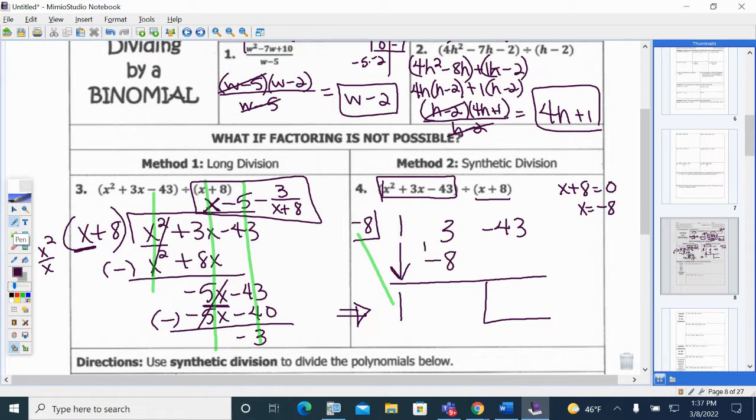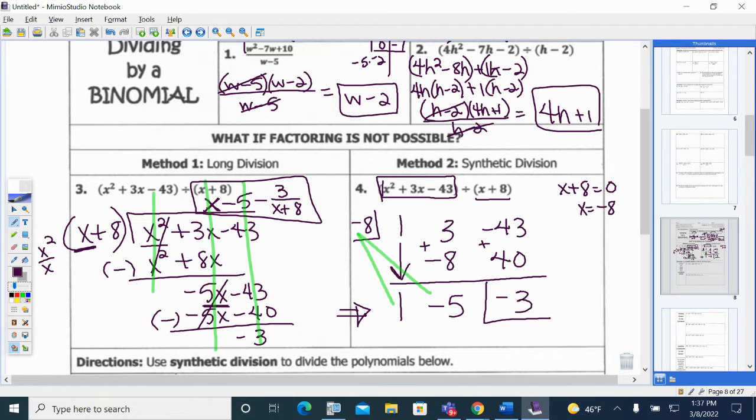And then from here, we're going to add. 3 plus negative 8 is negative 5. And then we're going to repeat that process. We're going to take the negative 8 times the negative 5 and get a positive 40. That's going to go above the line. Negative 43 plus 40 is negative 3.